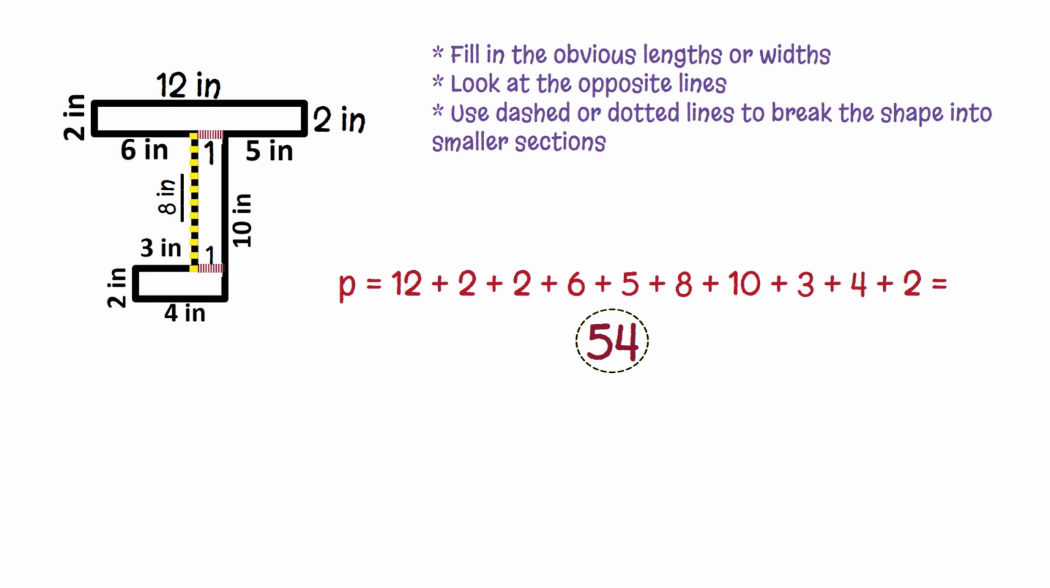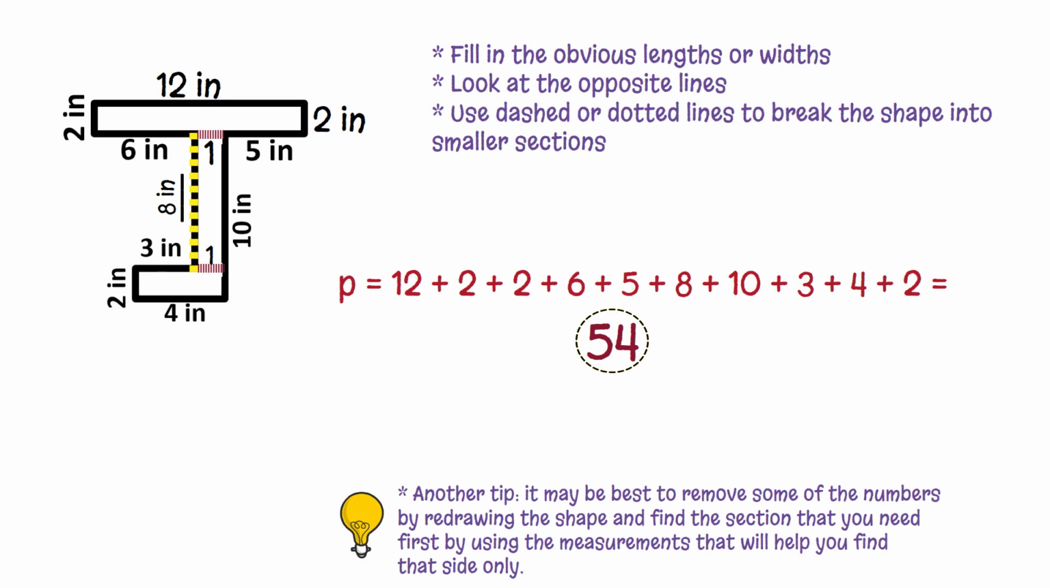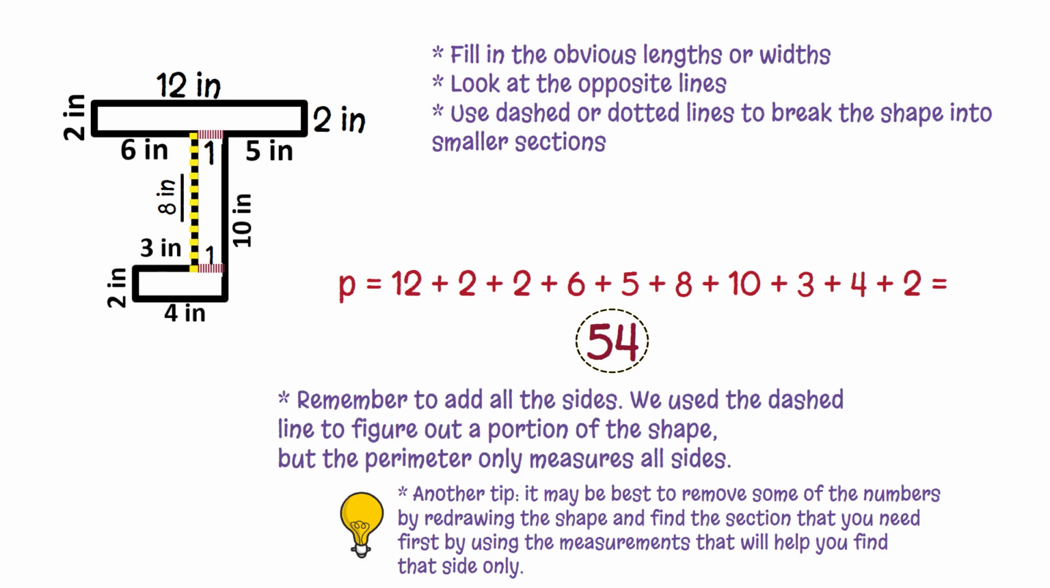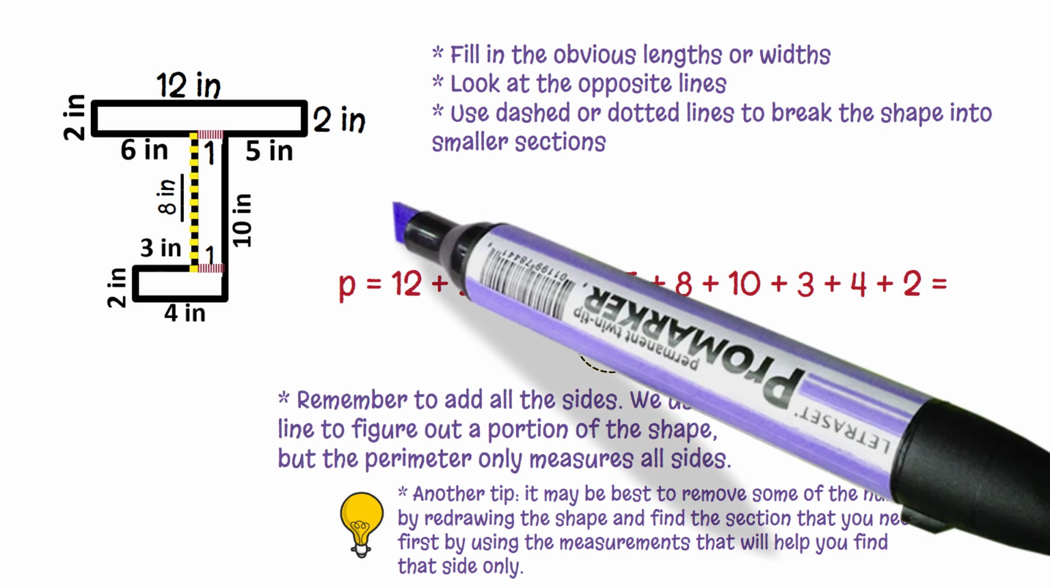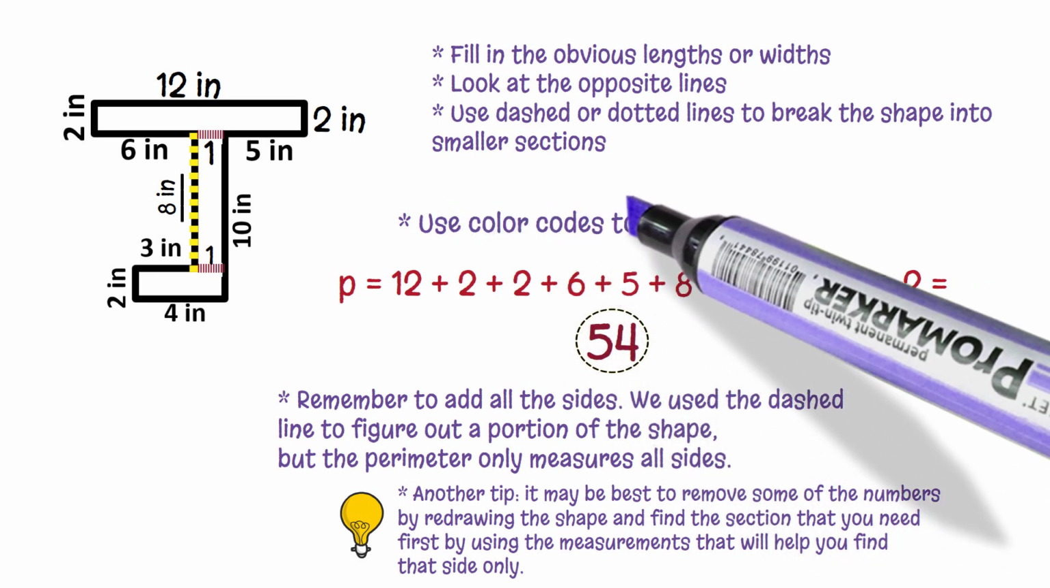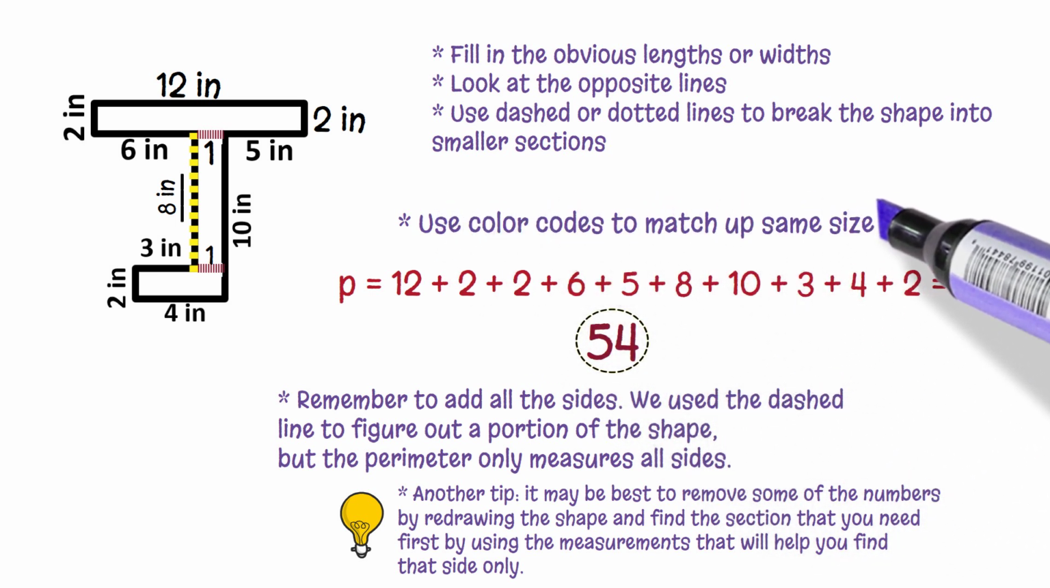Here are a few more tips before I show you another practice problem. When you have a complex shape, it may be best to remove some of the numbers by redrawing the shape and find the section that you need first by using the measurements that will help you find that side only. Another tip is to use color coding, which means to color the lines that have the same size lengths or widths.